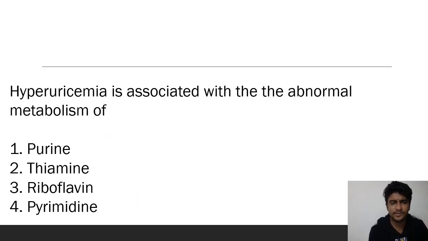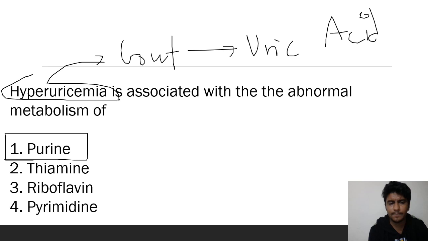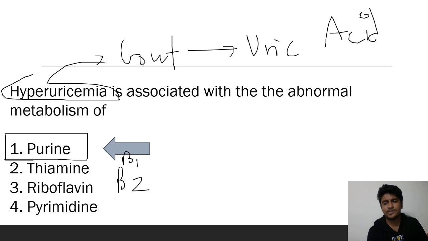Hyperuricemia is associated with. So hyperuricemia is gout. It is due to accumulation of uric acid, and allopurinol is a widely used drug. So here it is due to purine metabolism, due to abnormal metabolism of purine. Riboflavin is vitamin B2, thiamine is your vitamin B1, and nicotinamide is your vitamin B3.